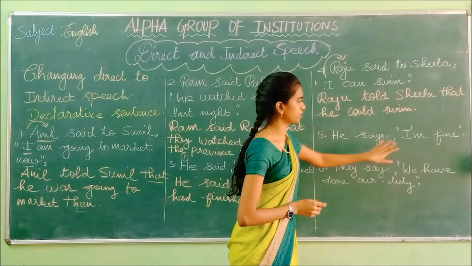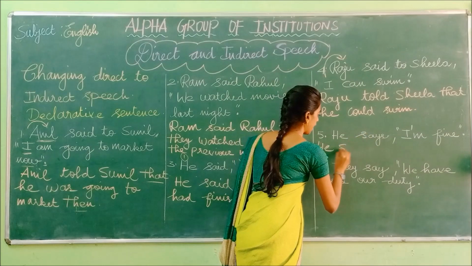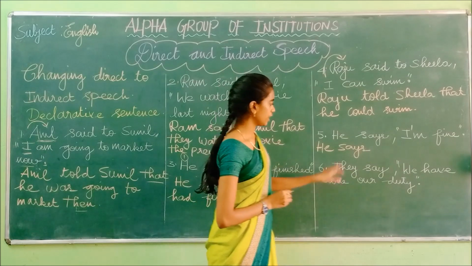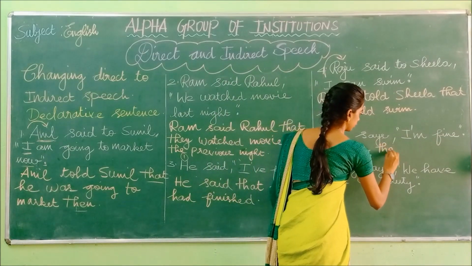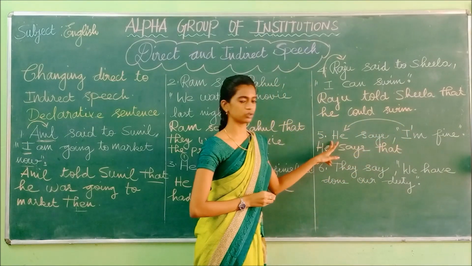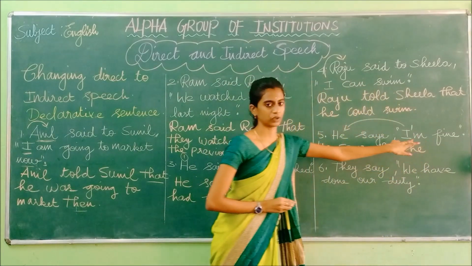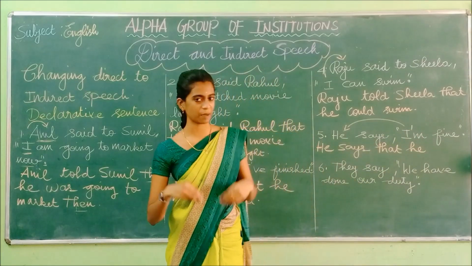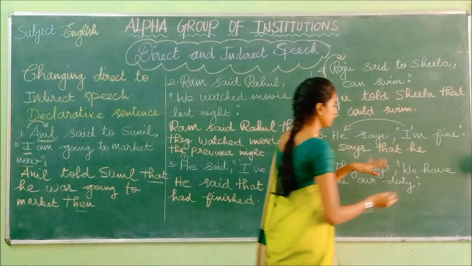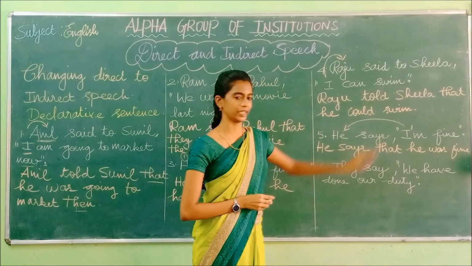Next one. He says, I'm fine. He. We have to write the word "says" as it is. There's no change in that. Next, the conjunction "that". He says that I am fine. So this "I" refers to the first person "he". So he says that he. Here "am", I'm, that is "I am fine". So the "am" will be changed into "was", the past form. So he was fine. So he says that he was fine.